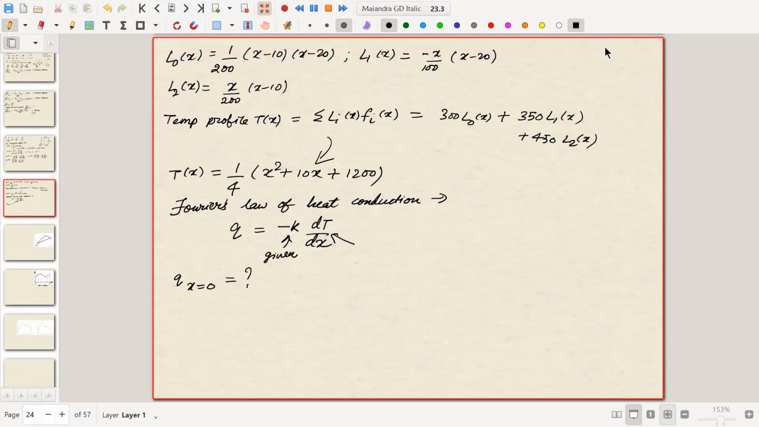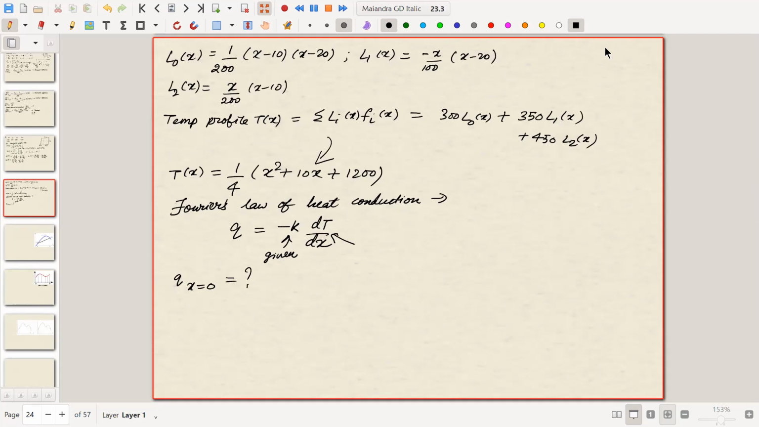Okay. What is q at x equals 0? So what you have to do is find dT by dx. You will get a linear equation, because T of x is a quadratic equation, right? So dT by dx will be a linear equation and it will have x. In place of that x, you can substitute x equals 0, and you get dT by dx at x equals 0, right?